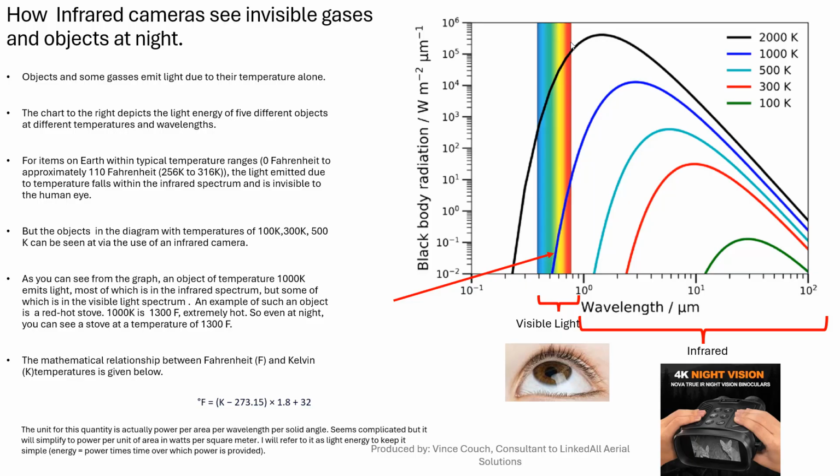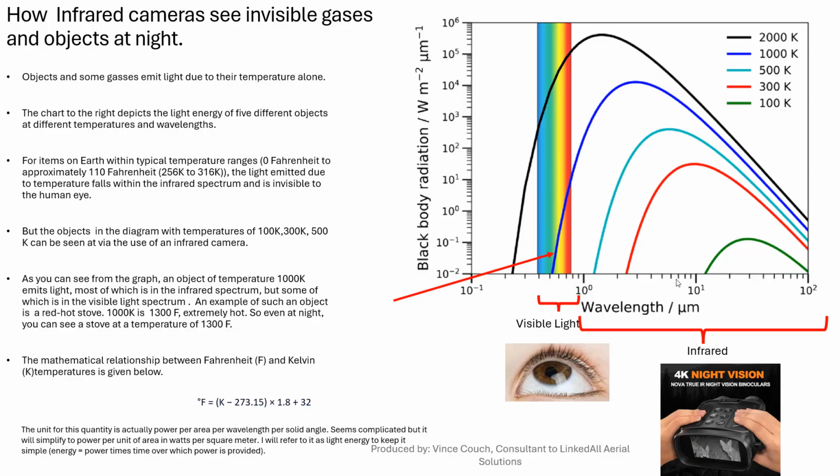Now, as you can see, some of it's in the visible spectrum. So even at night, if objects get hot enough, you can see them. This object at 1,000, right? That could be a stove. We can heat a stove up to about 1,300 degrees, and that would be about 1,000 Kelvin, and you would see it. We typically see it as red hot. Well, if you turn up the heat enough, you'll eventually see green hot and blue hot. So that's kind of cool.